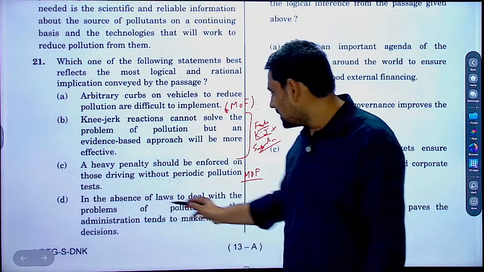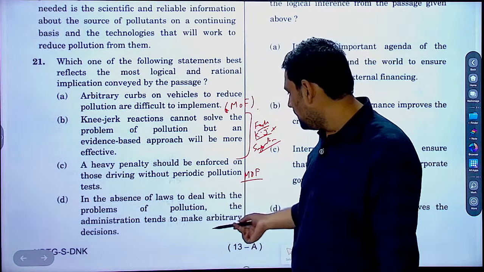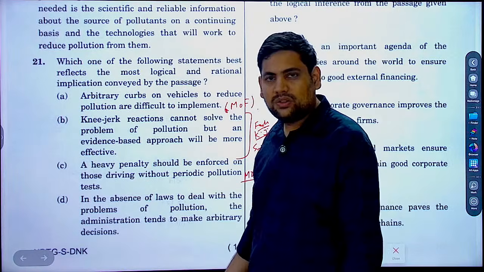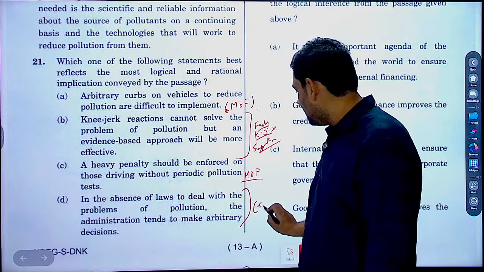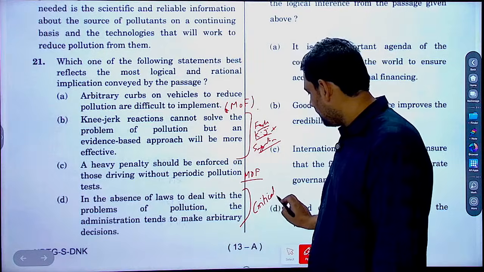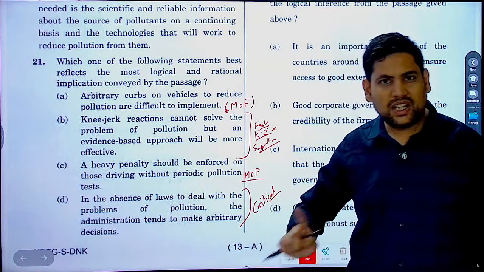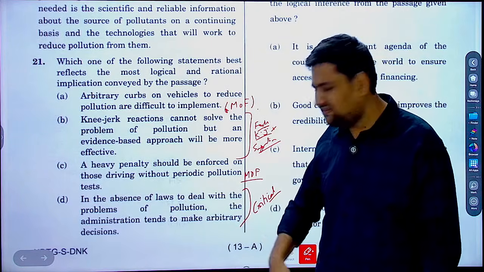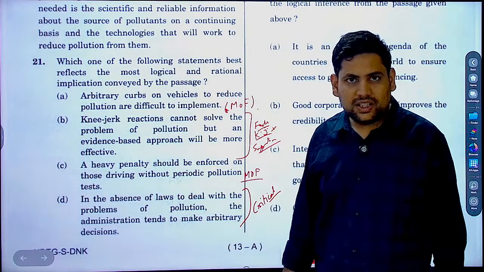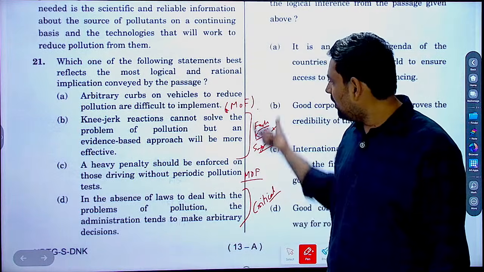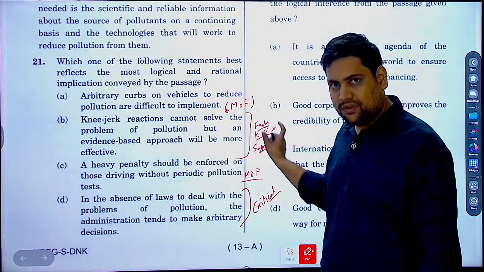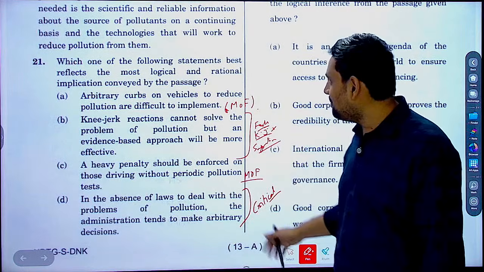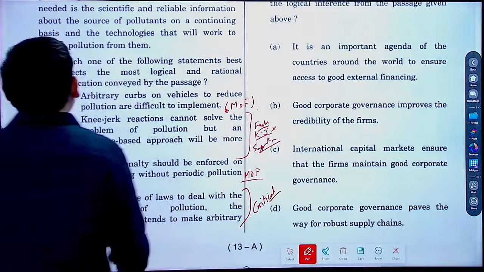But in absence of laws to deal with problems of pollution, the administration tends to make arbitrary decisions. What do you think? If it is completely critical in nature, that is, it is not providing any solution, it is telling that government do what? Because they want to deal with pollution, they just take arbitrary decisions. So either it is critical, or it is matter of fact, or first it is giving some facts and then some suggestion. Now, if you have read the passage, you know very clearly.